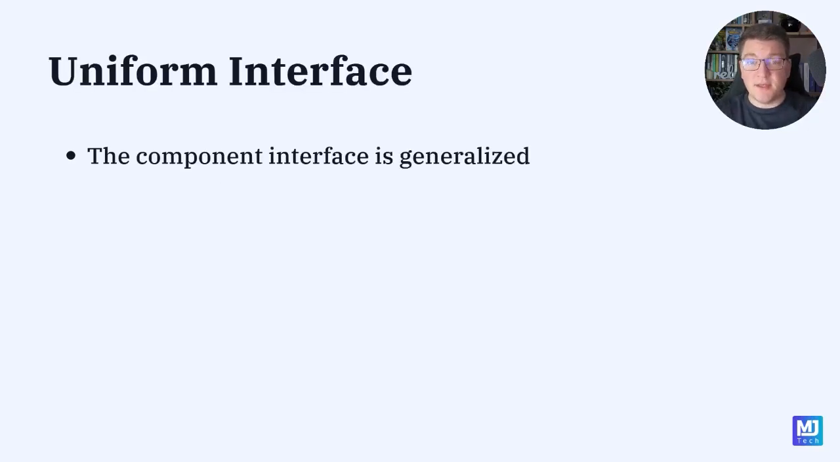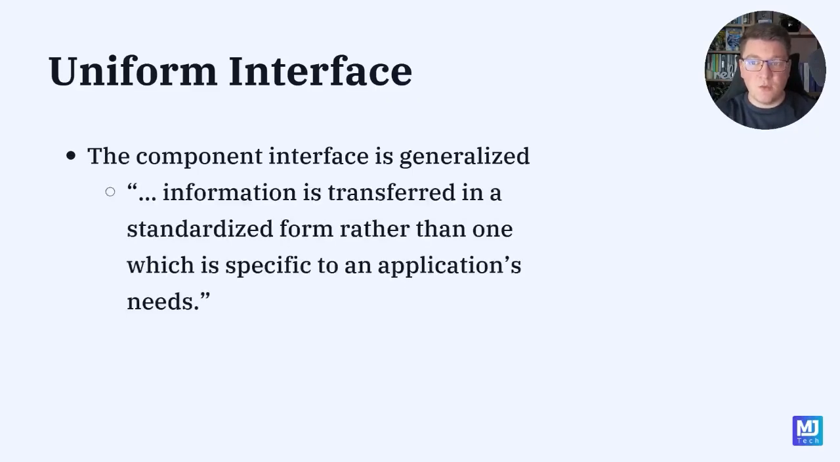The next constraint is the uniform interface constraint, which deals with how components inside of a RESTful system can communicate. And the essence is that the interface between components is generalized. What I mean by this is that information is transferred in a standardized form rather than one which is specific to an application's needs. Now, if we compare this to something like a GraphQL API, where the client specifies a GraphQL query to retrieve the specific information they are interested in.